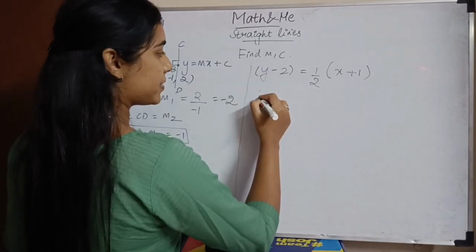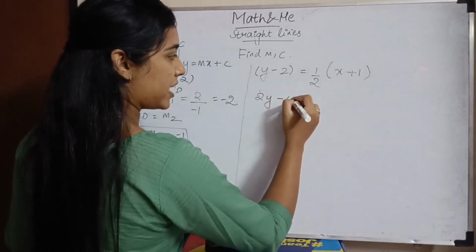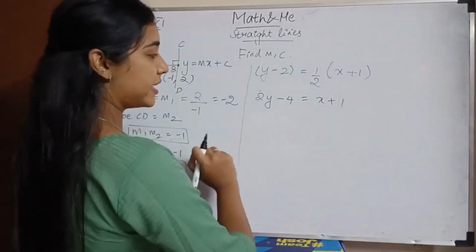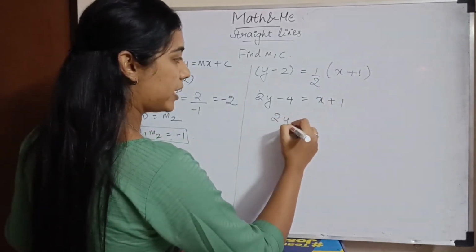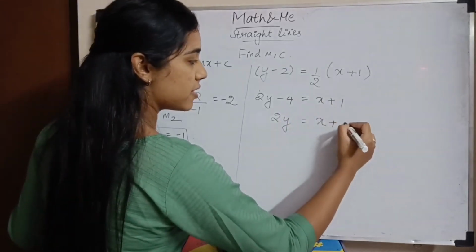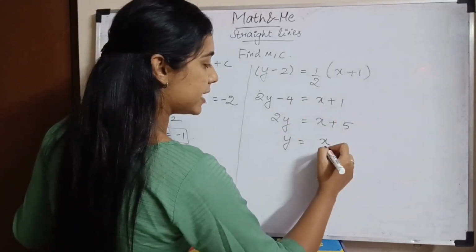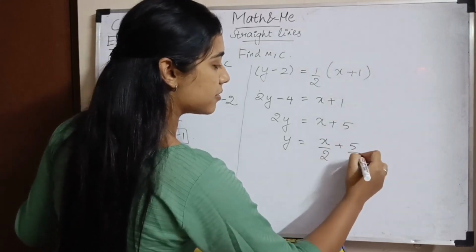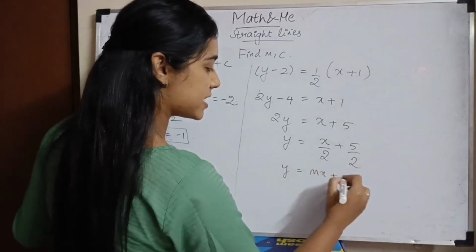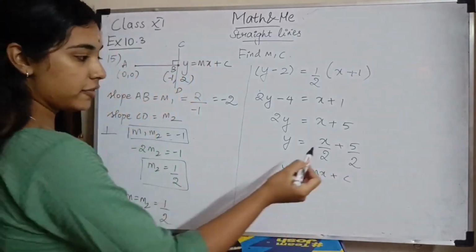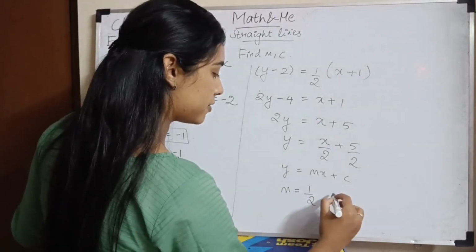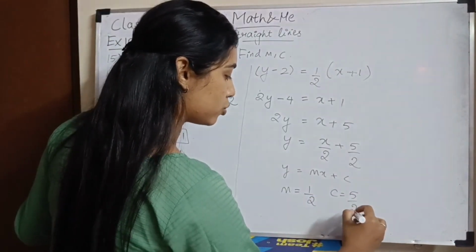So when I multiply, I have 2y minus 4 equals x plus 1. So when I have y on one side, I have 2y equals x plus 1 plus 4, which is 5. So y equals x by 2 plus 5 by 2. So this is of the form y equals mx plus c. So we just found out m is half. You also get that from the equation. So m is half and c is 5 by 2.